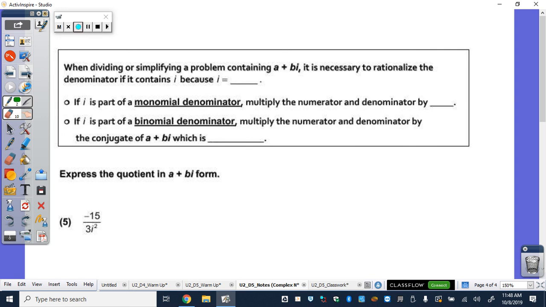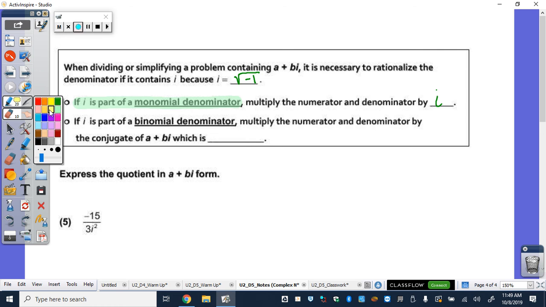And then our last part, just like with our radicals, we cannot have an i in the denominator because, again, i equals the square root of negative 1. And we said you cannot have any radicals in the denominator. Still true. So since i really is a radical, you can't have i in the denominator either. So if i is part of a monomial denominator, so you have one term down there, all you have to do is multiply top and bottom by i. Doesn't even matter if there's a number with it. All you have to do is multiply the top and bottom by i.